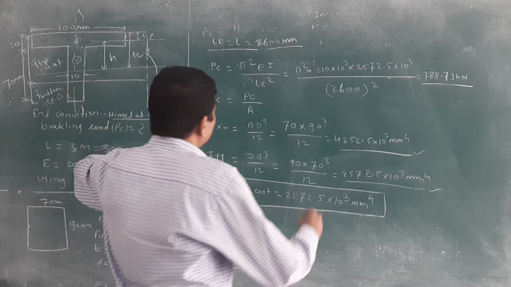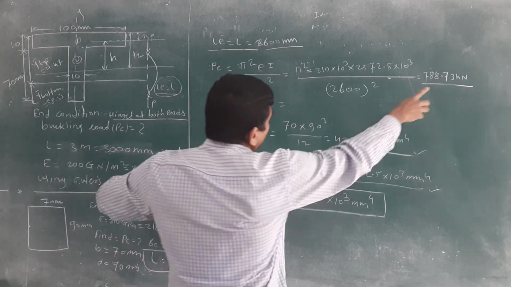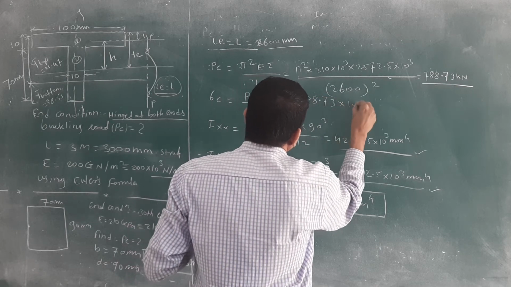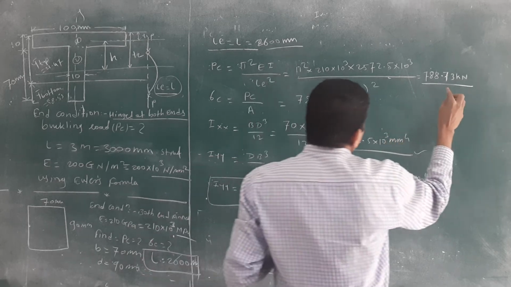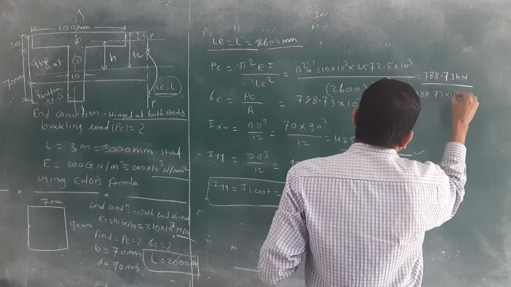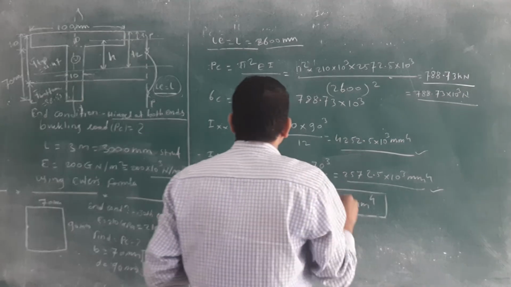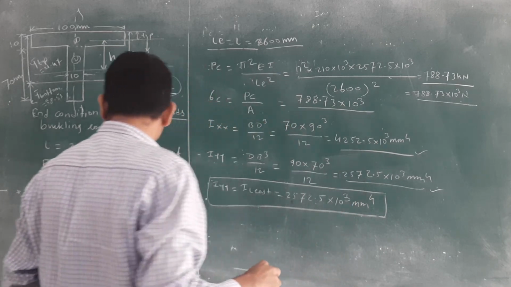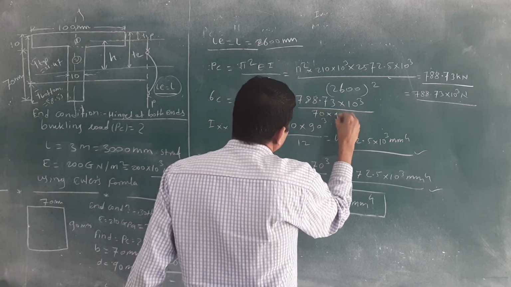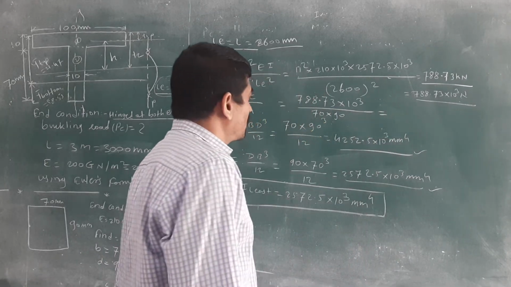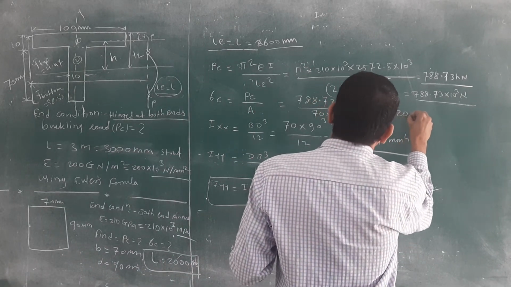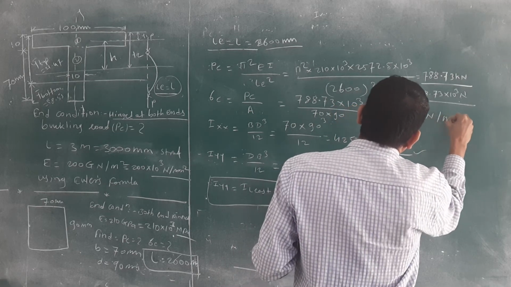stress. How to calculate that buckling stress? PC divided by area. What is the value of this? 788.73 into 10 raised to 3. I will write in Newton. Here we have to convert into Newton, means 10 raised to 3 Newton. Divided by, what is the area? What is the area of that rectangular portion? 70 into 90. Okay, right? Then, if you have calculated this, you will get 120.5 Newton per mm square.